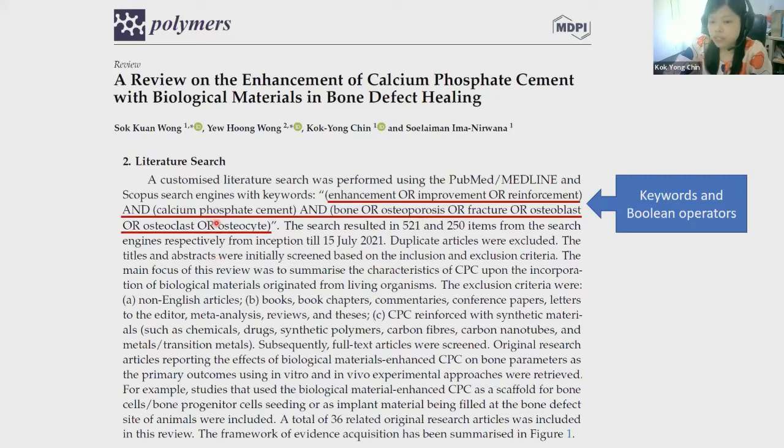For calcium phosphate cement, I think there are no other keywords to represent it, or if there are, you can put them in. If there are none, then you just put one. For the bone defect, I want to see bone defect, so I put some related keywords here. Again, for the same concept I use the Boolean operator "or". When you want to combine three different concepts together, you just use "and". These are some of the ways that we usually search for the literature out there on your topic.